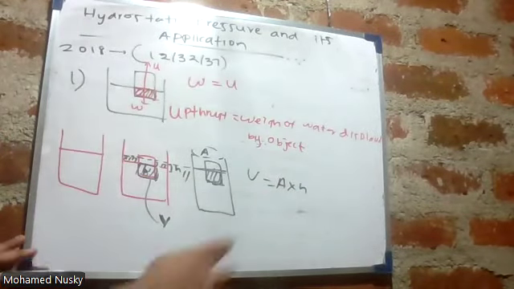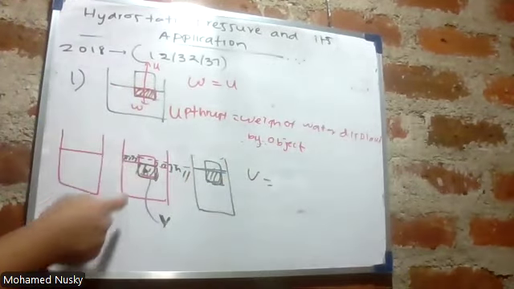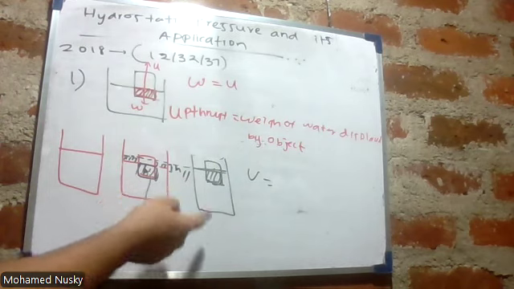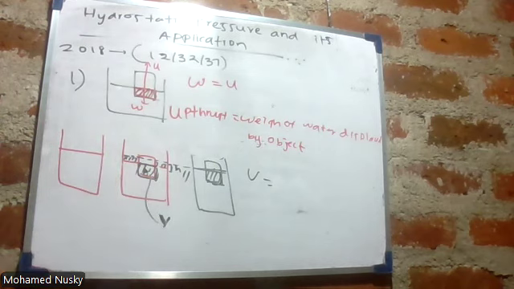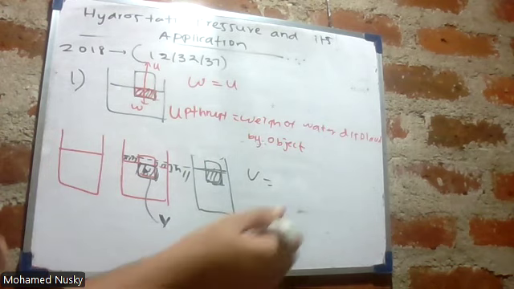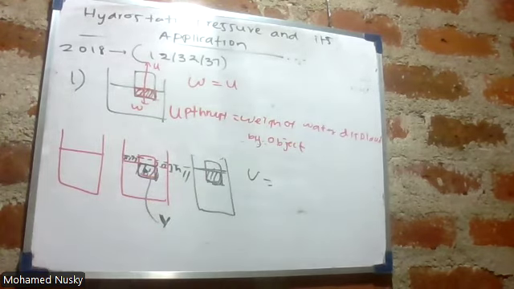Now you don't need to know about this A into H, just remember. Now the V portion is in the water now. That same V portion will be displaced by this wood. That is what it is. Upthrust is equal to weight of water displaced by object.